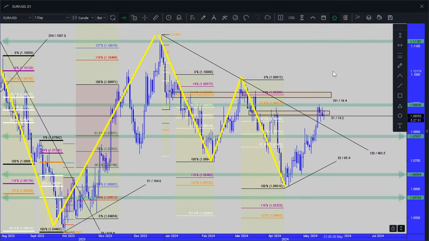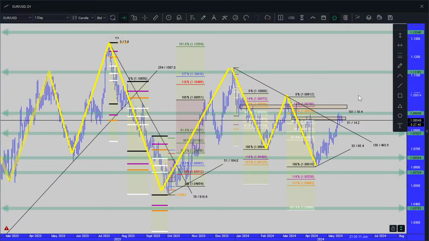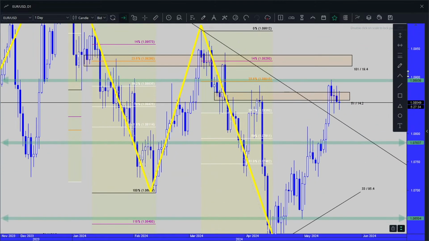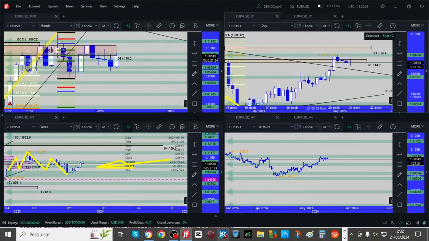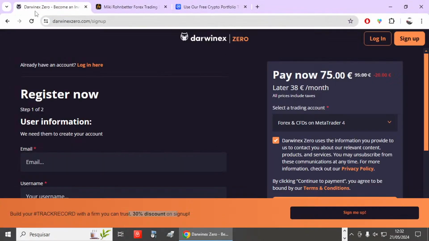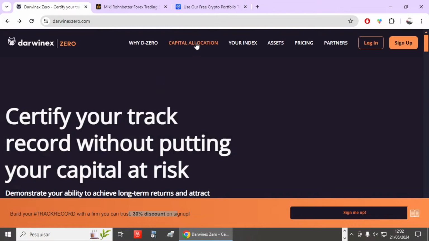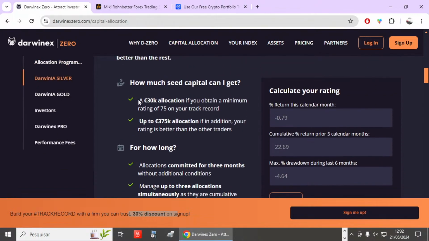Hedge fund trader Sam, hedge fund trader Javen, hedge fund trader Ali, hedge fund trader Sandy, hedge fund trader Melissa, hedge fund trader Douglas. How are you going to make pips and money on Darwinex to get to the 30,000? You go to Darwinex, capital allocation, and you go in here. At 30,000 allocation, if you obtain a minimum rating of 75.